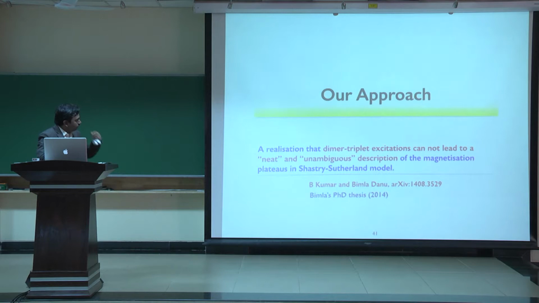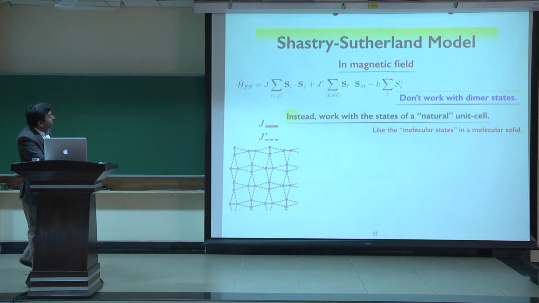So we thought, okay, it's important to probably go beyond it, and what could be the simplest way to go beyond it? So, back to the same Hamiltonian in the magnetic field. The first thumb rule we set up is: don't work with dimer states. Then what do we work with?